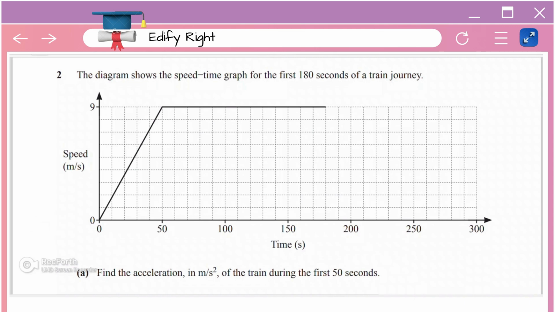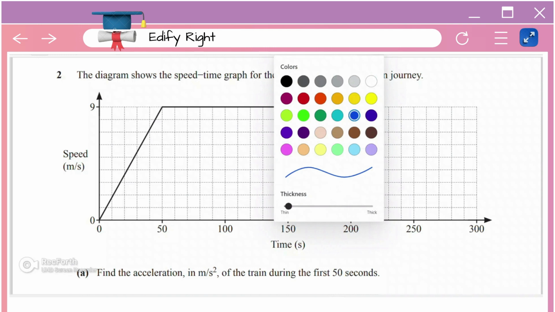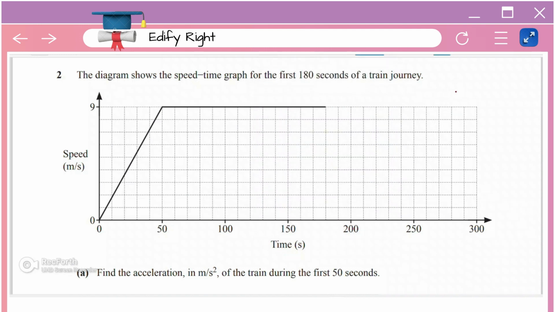The diagram here shows the speed time graph of the first 180 seconds of a train journey. Alright, so this is the speed time graph. The first question is, find the acceleration in meters per second square of the train during the first 50 seconds.